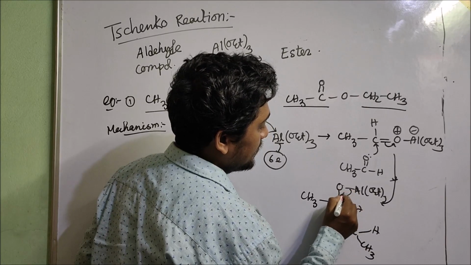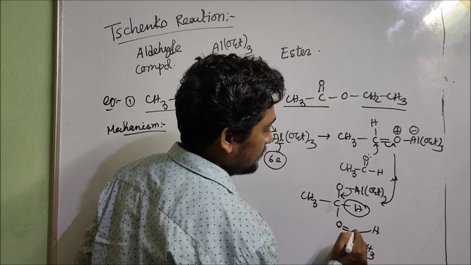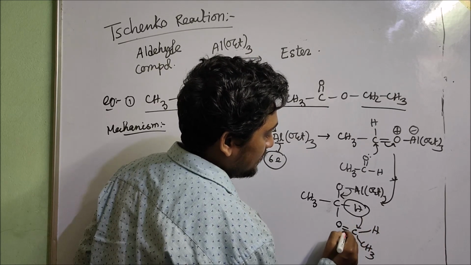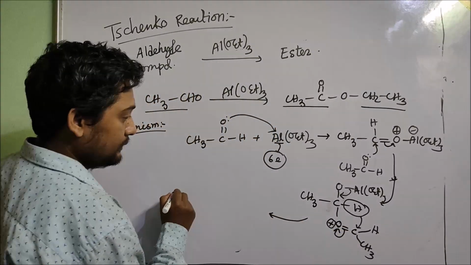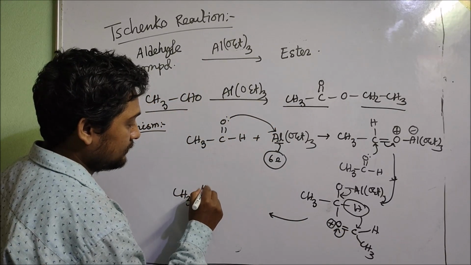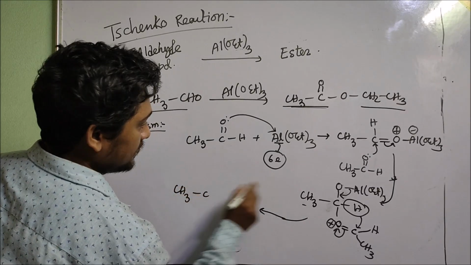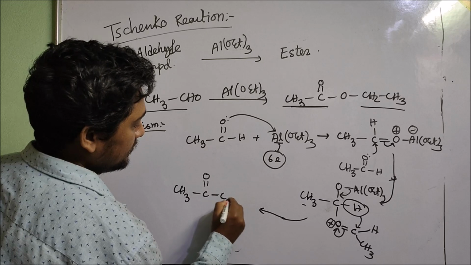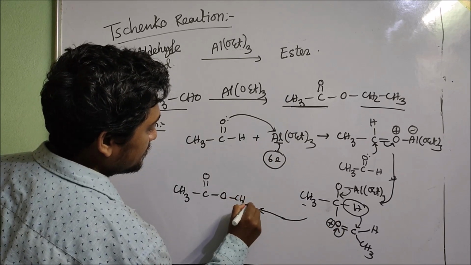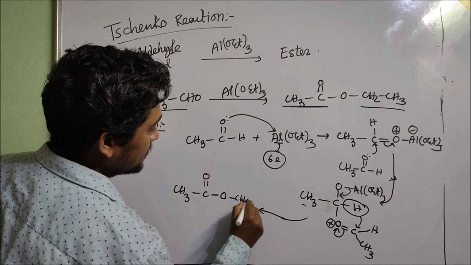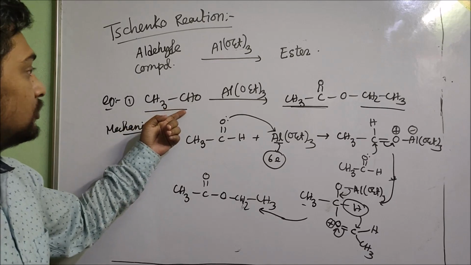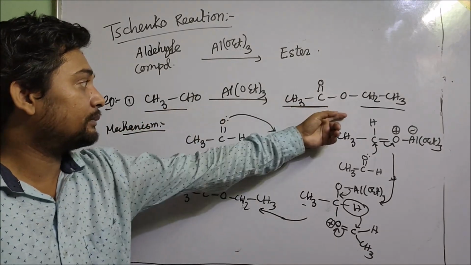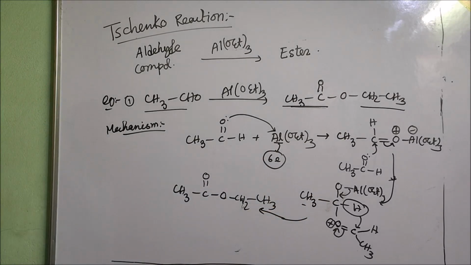Now this bond will come and this hydrogen will shift towards this carbon, which has a positive charge, so it will neutralize and our product will be CH3C double bond O, this methyl group, this keto group, and this oxygen and this CH2CH3. So this is the mechanism by which an aldehyde group converts into an ester. This is the point.